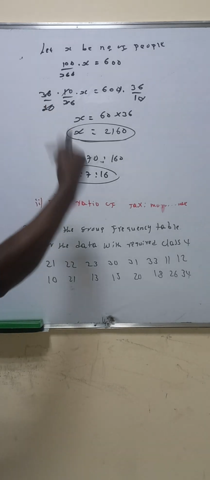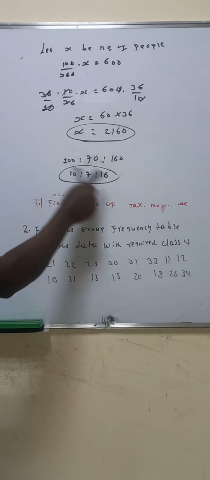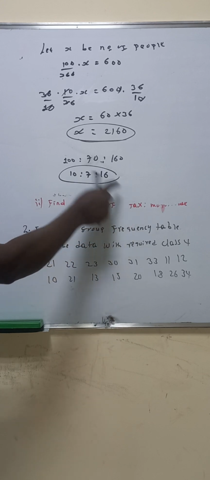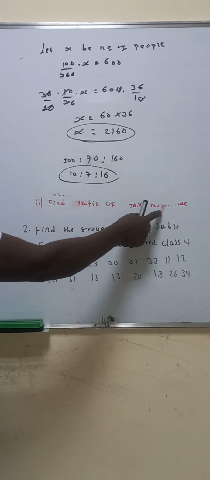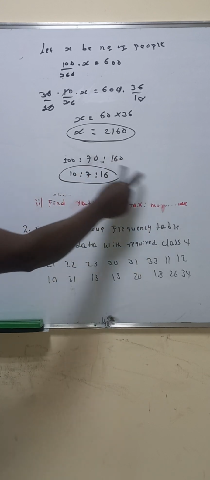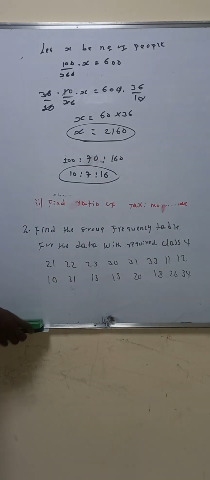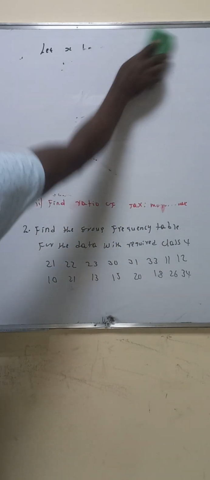Assume that this indicates the people who use this one, this indicates the people who use motor, and this indicates the people who use this one, and you can do this. So this is one of the ways how to do it.